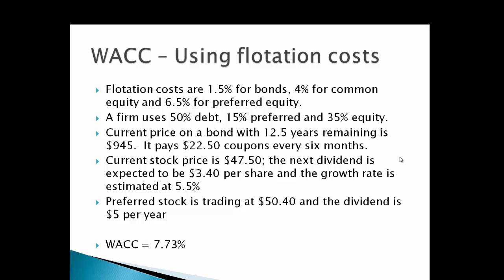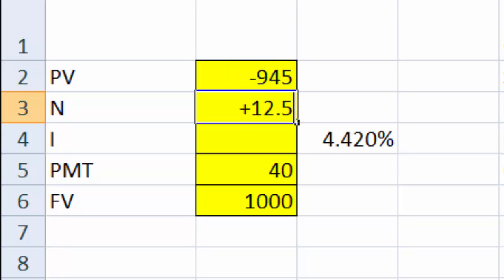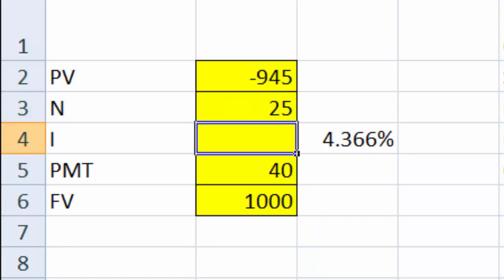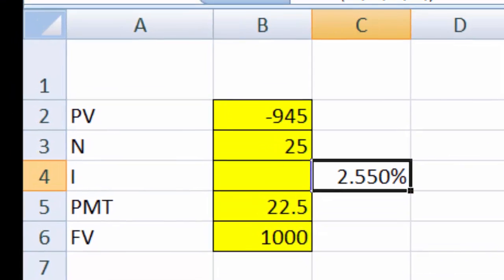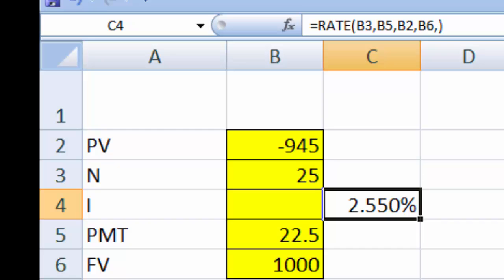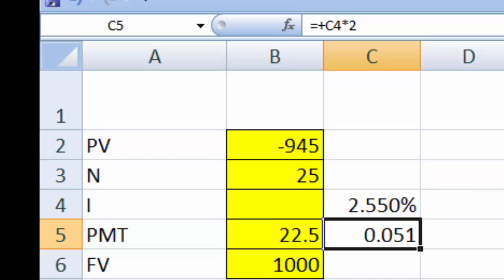So let's go ahead and go to the spreadsheet and take a look at figuring out what the cost for the bonds will be. First we have the price, $945. We have 12.5 years to maturity, and there are 2 periods per year. The payments are $22.50. And so the first thing we have here is our yield to maturity. We would take that number, multiply it times 2 to get the annual rate, and that is going to be 5.10%. So the 12.5-year bonds that the firm has have a yield to maturity of 5.1% per year.